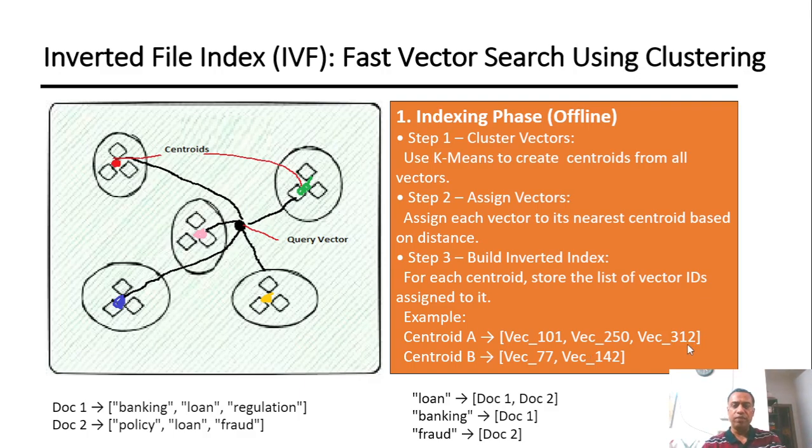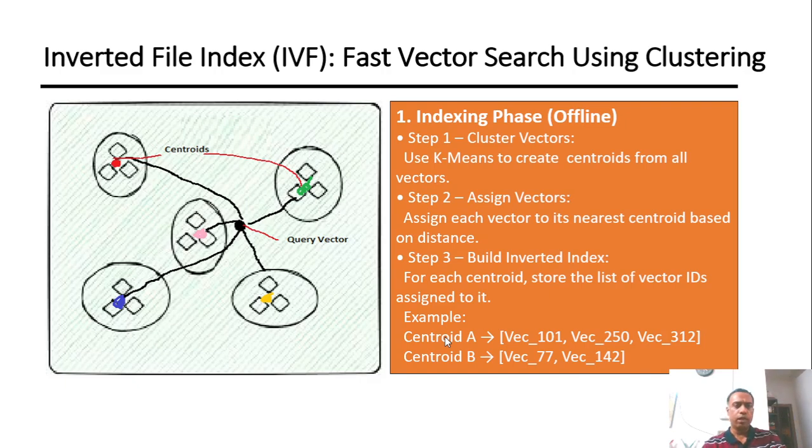So the IVF index is a lookup table that maps each centroid to a list of vectors assigned to it. The centroids are keys in the index, and the associated inverted list holds the vector IDs or the actual vectors, which are the values. I hope we are clear so far. Now that we are done with the indexing phase, let's move to the search.